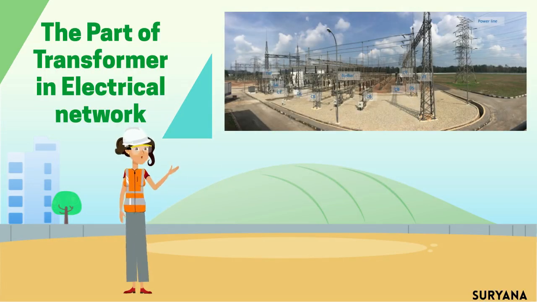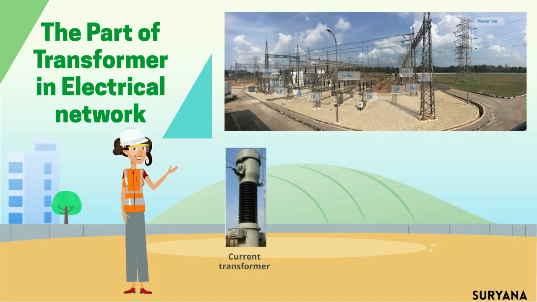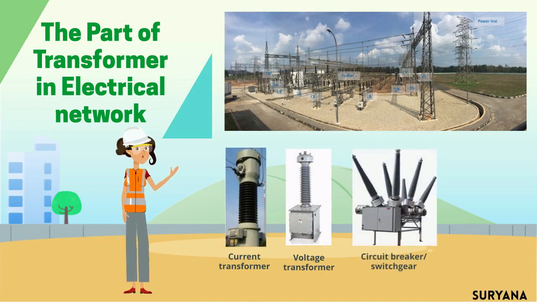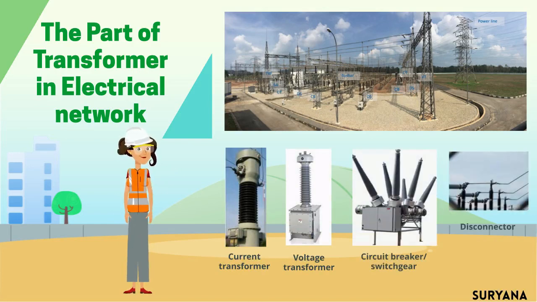Here are the main parts of the transformer in the electrical network, which are current transformer, voltage transformer, circuit breaker or switchgear, and lastly disconnector. That's all from me, Suryana.